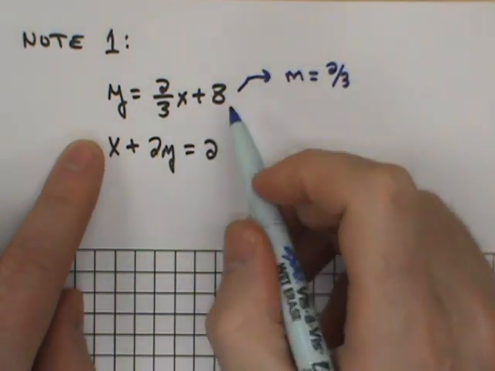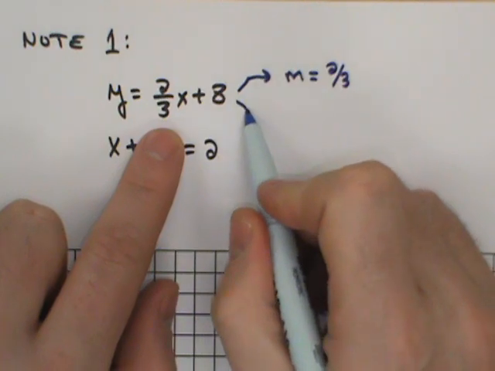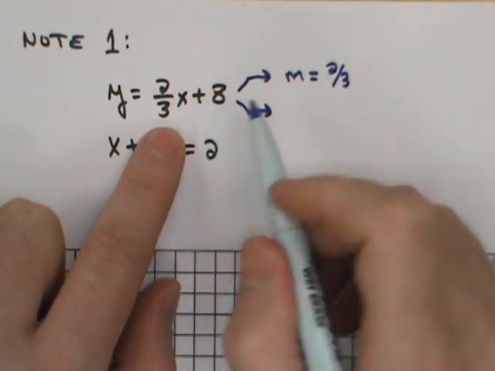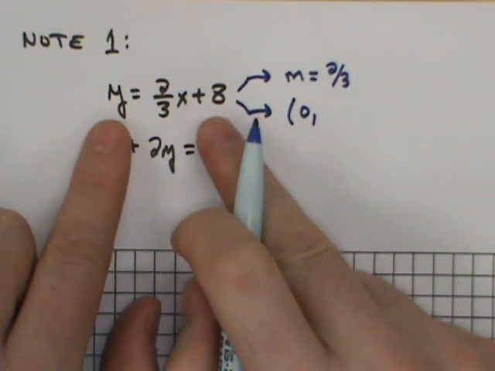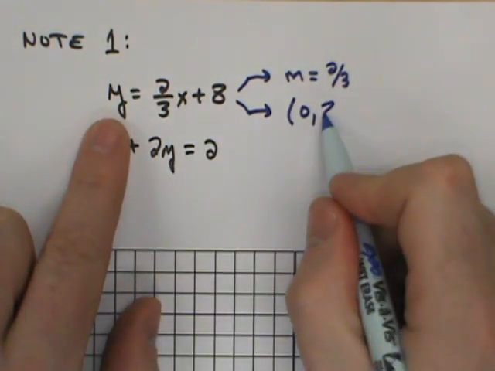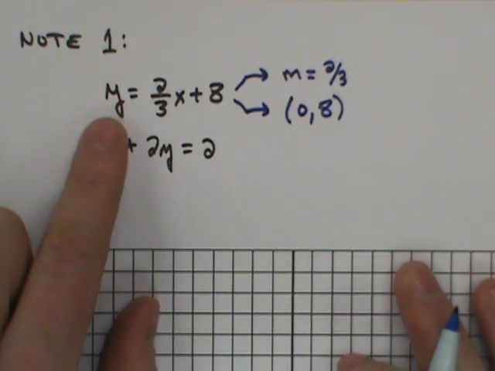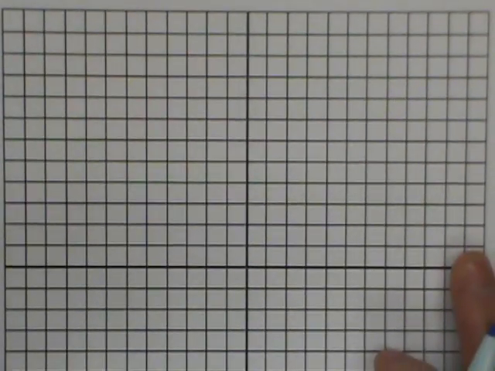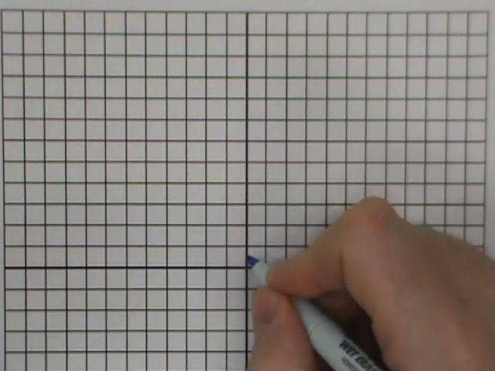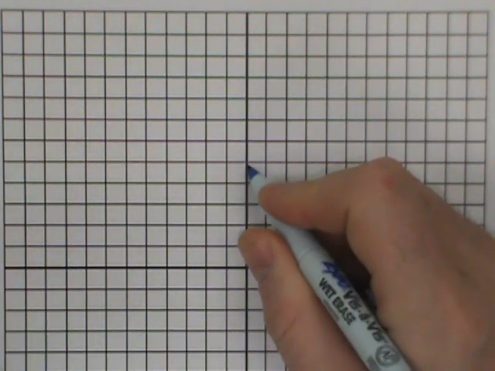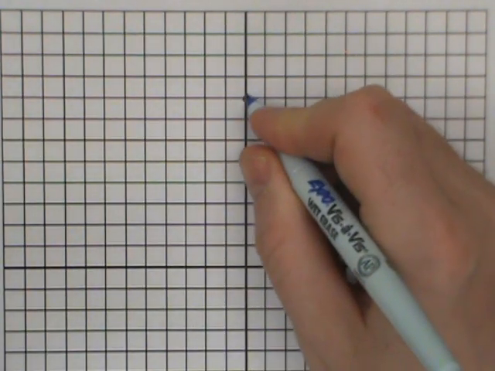It also gives me a nice intercept. The intercept would be the y-intercept. It tells me that I can plug 0 in for x, and I get 8 out for y. So I'm going to graph this line. I look at my graph. I start at the y-intercept, which was 0, 8. 1, 2, 3, 4, 5, 6, 7, 8.